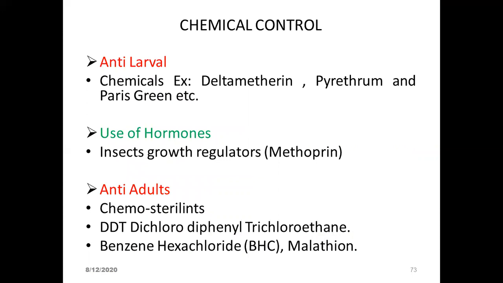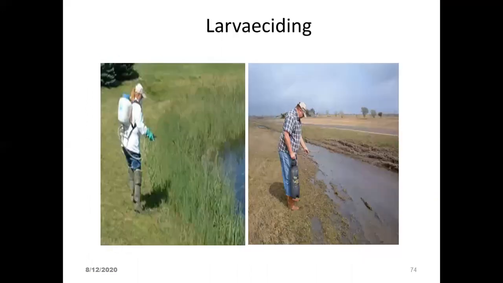The chemical control is being done by anti-larval chemicals, for example, use of deltamethrin, pyrimethamine, and Paris green, and use of hormones, insect growth regulator chemicals, that is methoprene, and anti-adults, which are chemosterilants, or DDT, dichlorodiphenyltrichloroethane, or the use of benzene hexachloride BHC, or malathion. So these are the chemical control of the vector of dengue disease.